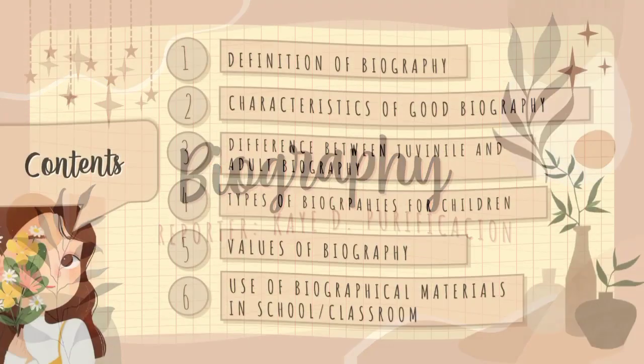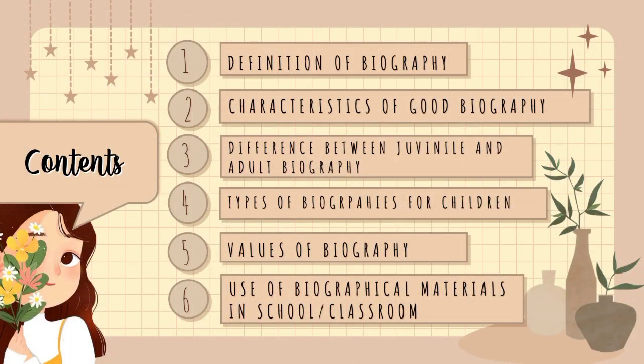The topic that I will be going to discuss to you today is about biography, as you can see. So here I am going to present to you the definition of biography. Second is the characteristics of good biography. Third is the difference between juvenile and adult biography. Fourth is the types of biographies for children, and next is the values of biography, and last but not the least, the use of biographical materials in a school or classroom. And later on, we will also have an example of biography in the last part of this presentation.